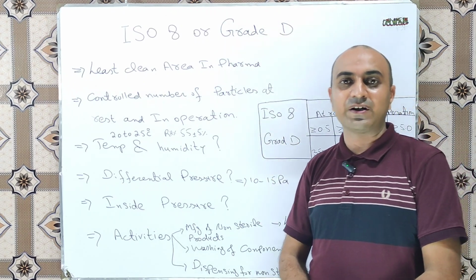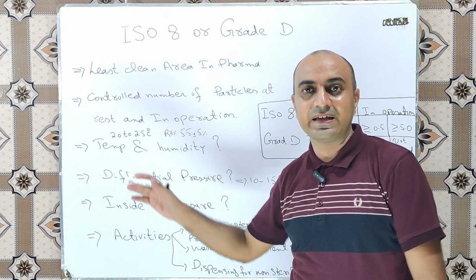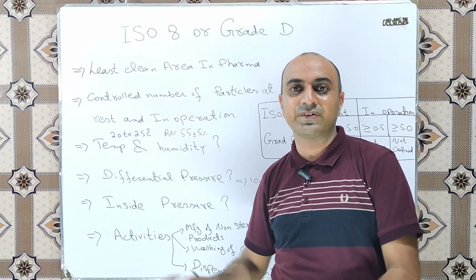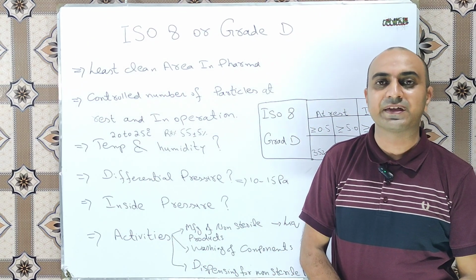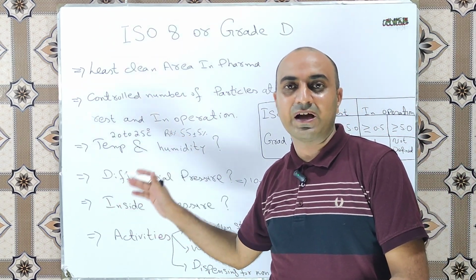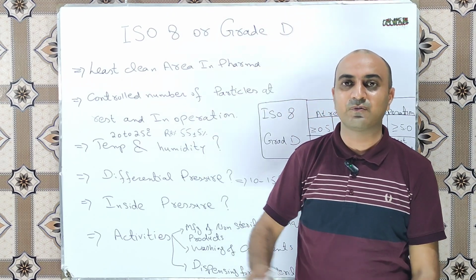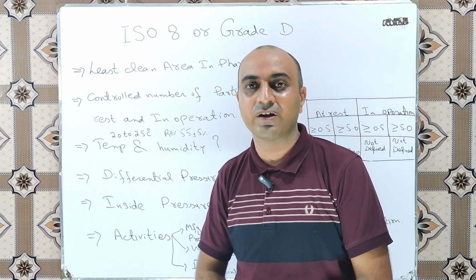Next, the washing of components is carried out in the grade D area, and the dispensing activity for non-sterile products is also carried out in the grade D area, and the liquid manufacturing area at operation also falls under grade D or ISO class 8. So it was a brief overview about the ISO class 8 or grade D area.